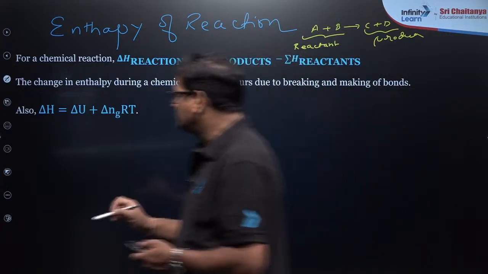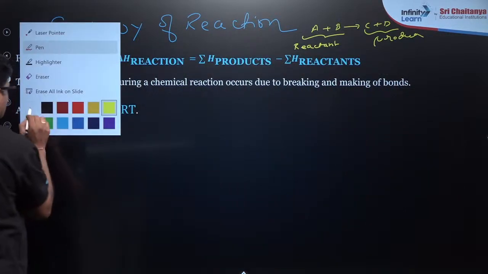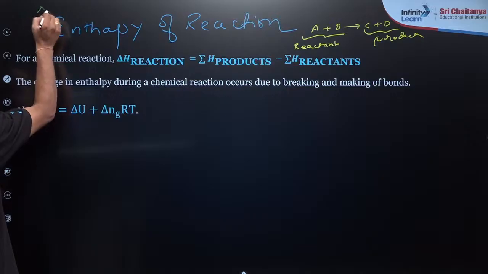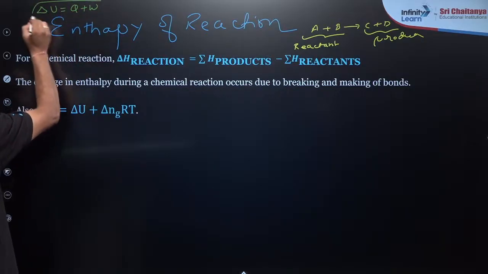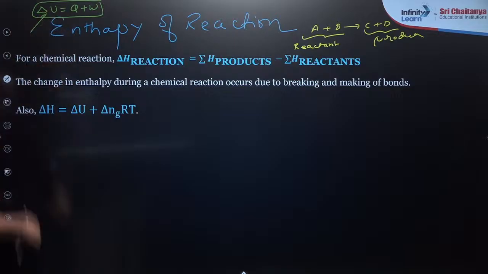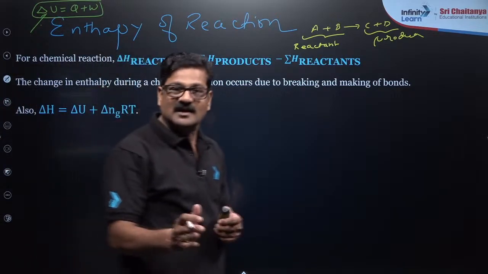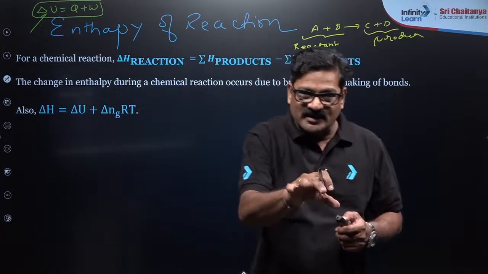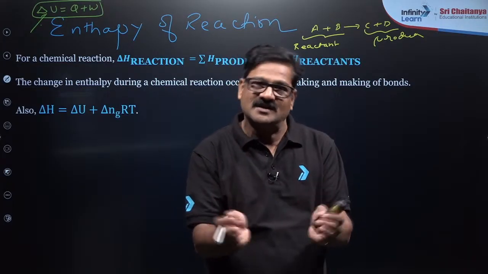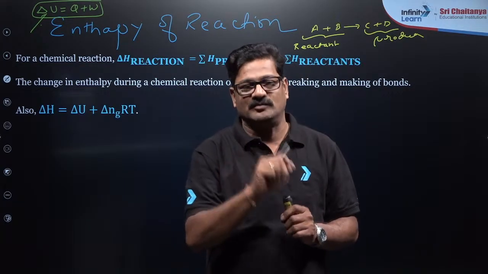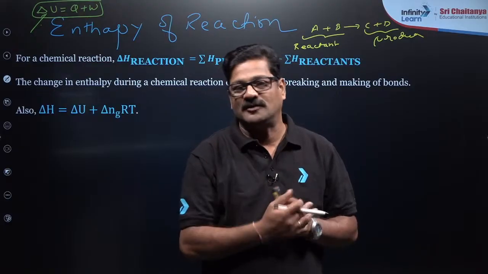So first law of thermodynamics आपको बताना चाहता हूँ, that is delta U is equal to Q plus W. Of course, U is called internal energy. So let us see the nature of internal energy. Internal energy is the heat present inside the system at constant volume.